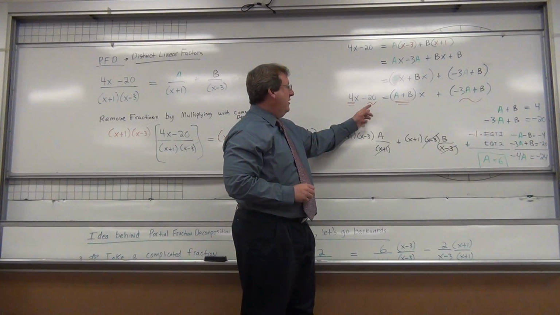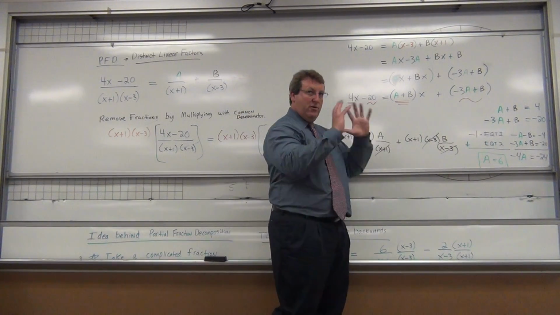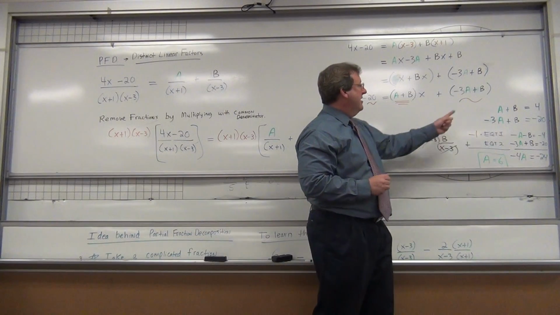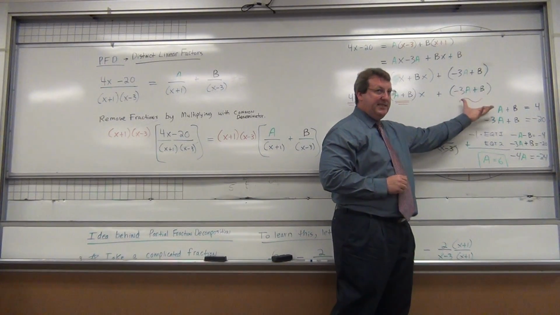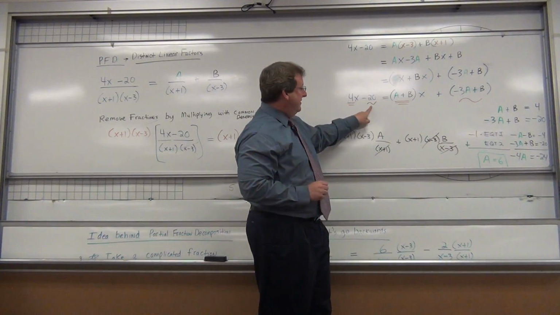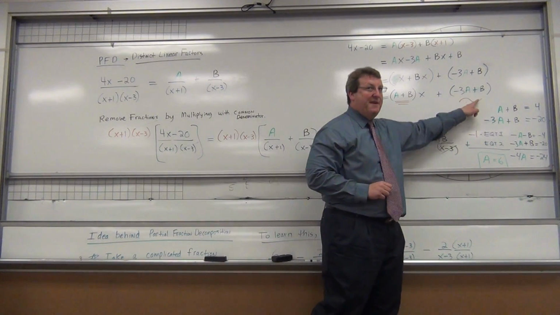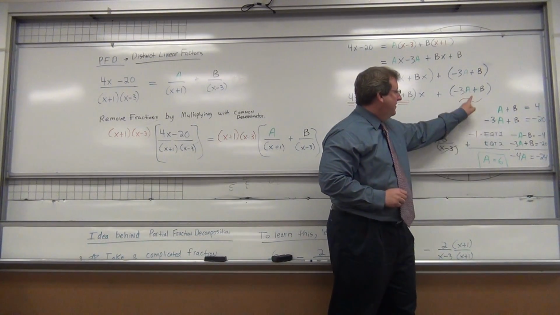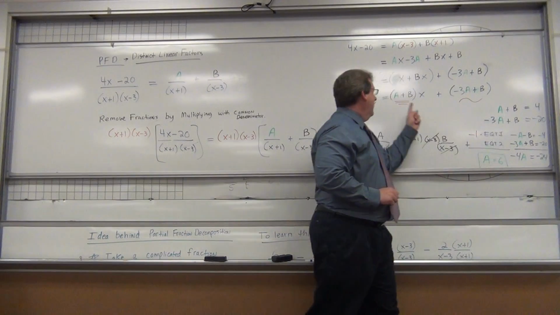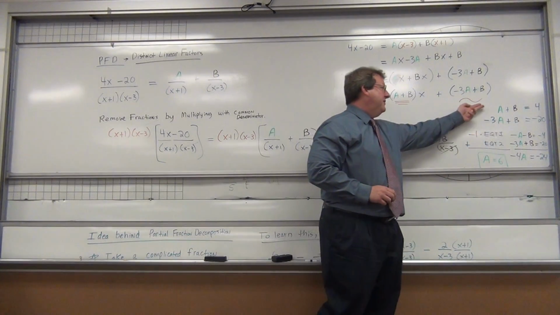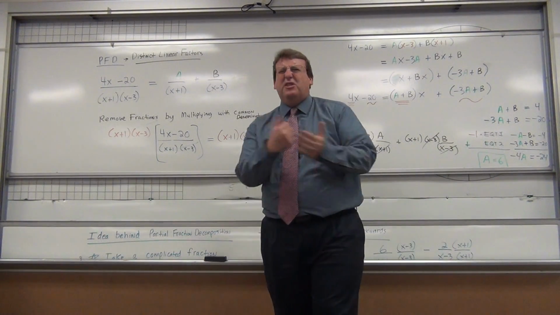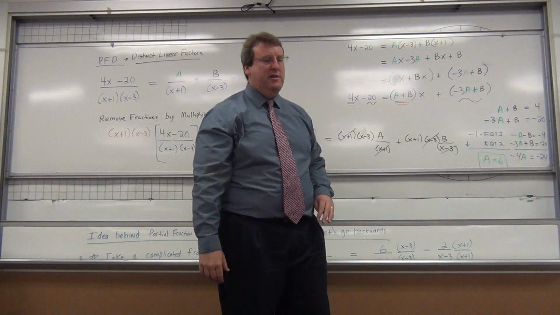And then what about the negative 20? You have negative 20 on the left side. You know, a number by itself. What's on the right side? Negative 3A plus B. So that has to equal negative 20. Notice I have this little squiggly line to represent they have to be equal. So now I have negative 3A plus B equals negative 20. Now you have 2 equations, 2 unknowns, and you're in the driver's seat ready to crush it.